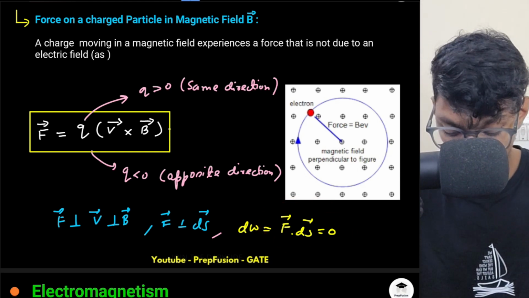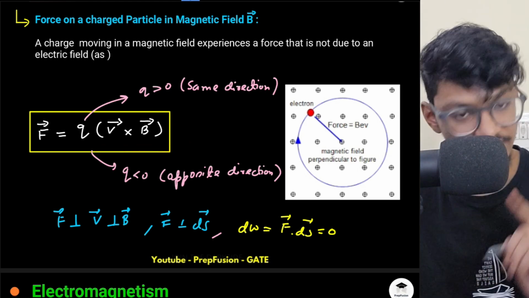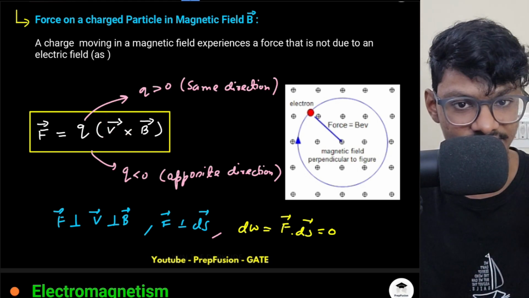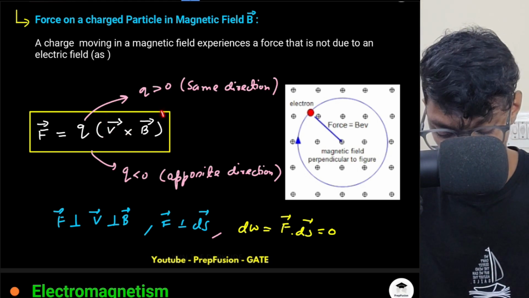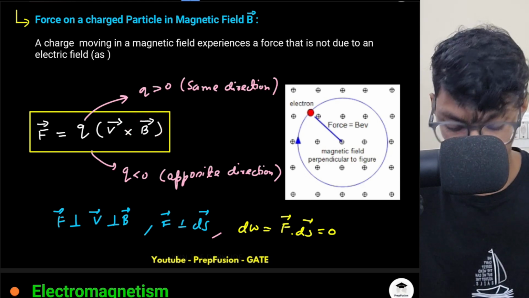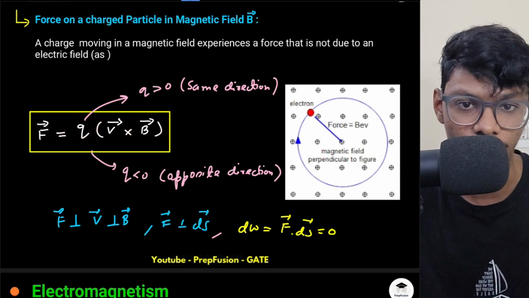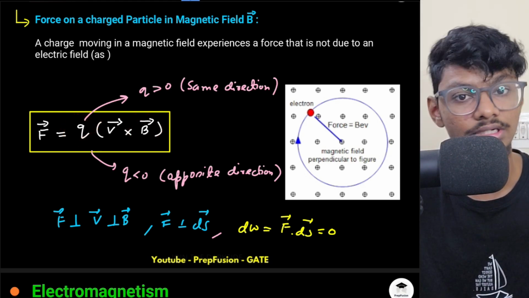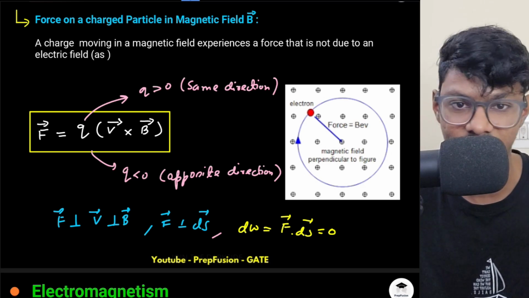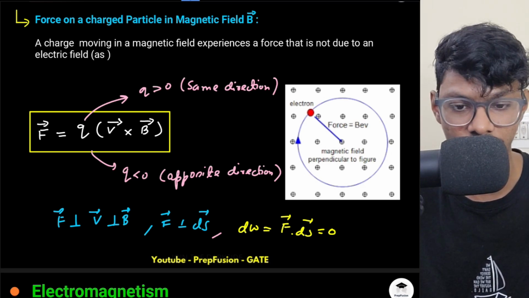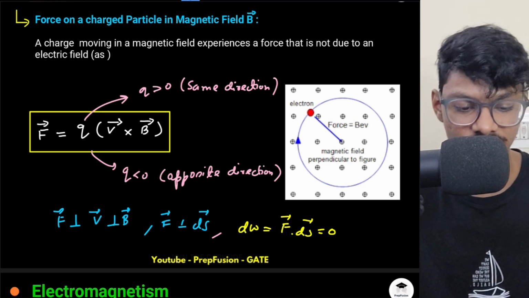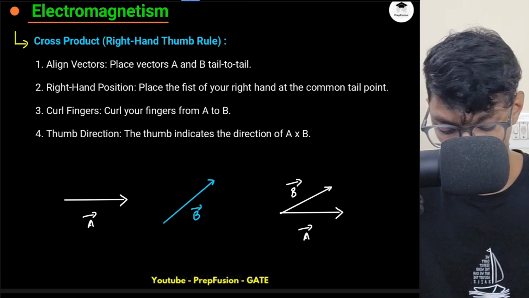And if you observe, your force depends on three things. One is the velocity. If the charge is at rest, there will be no force. If there is no magnetic field, there will be no force. If the charge itself is 0, let's say it's a neutron, no magnetic force will act. So these are the few things that you should know. Now we'll talk about cross product.